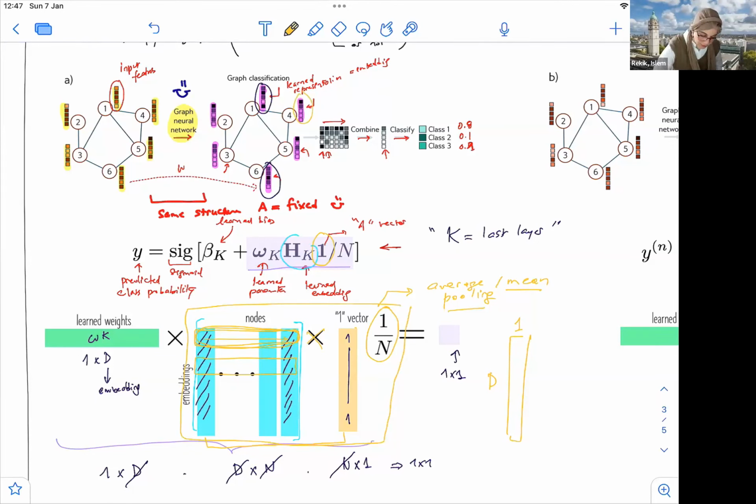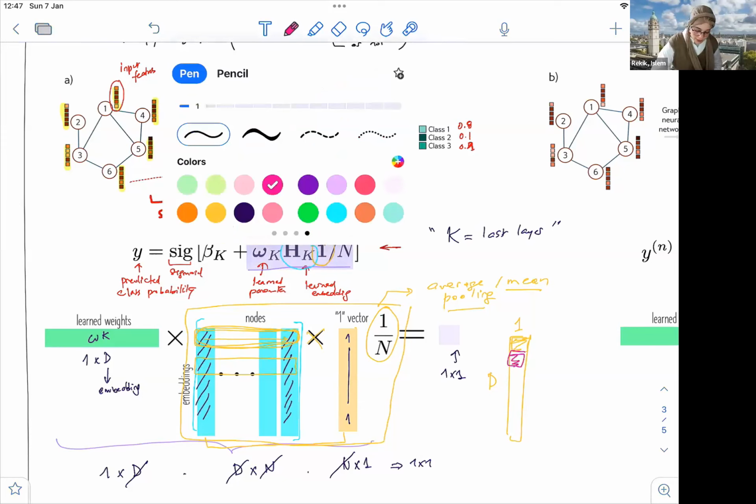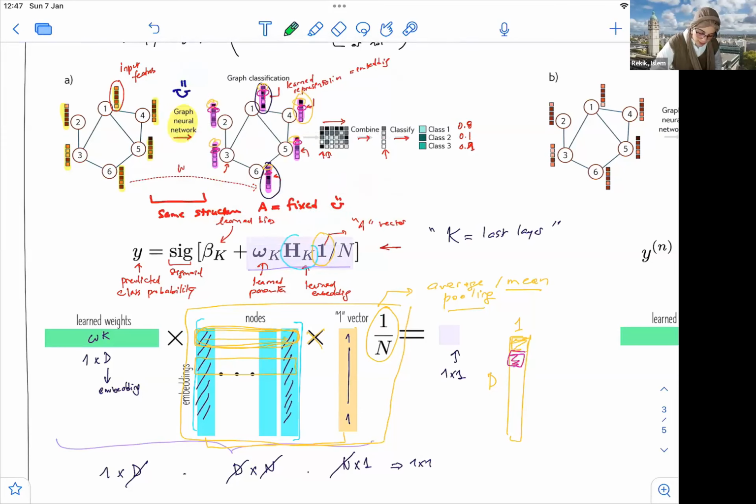So I'm taking all these, and for each value, I'm creating the average of the first element across all nodes. I put the value here, and then I take the second element across all nodes and put it here. Once I get this value, now comes the real magic: the mapping through the learned weights. This is what the network learns, this mapping function W for classification.